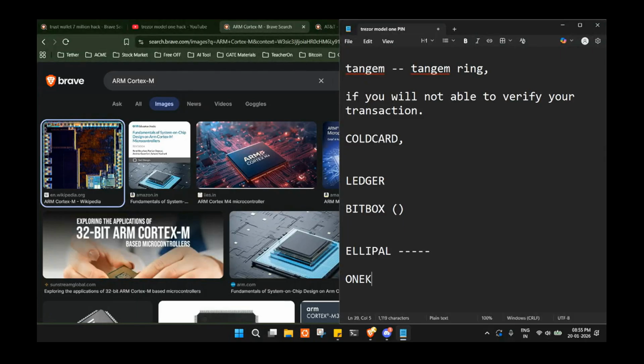OneKey is also one company that comes with multiple secure element chips.